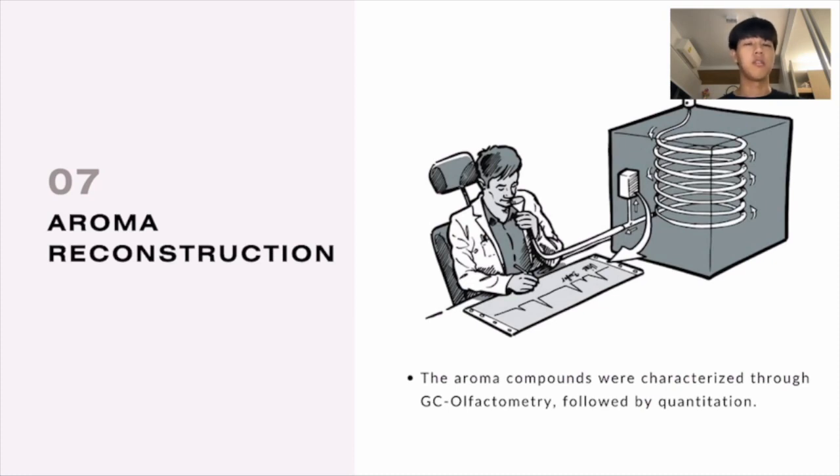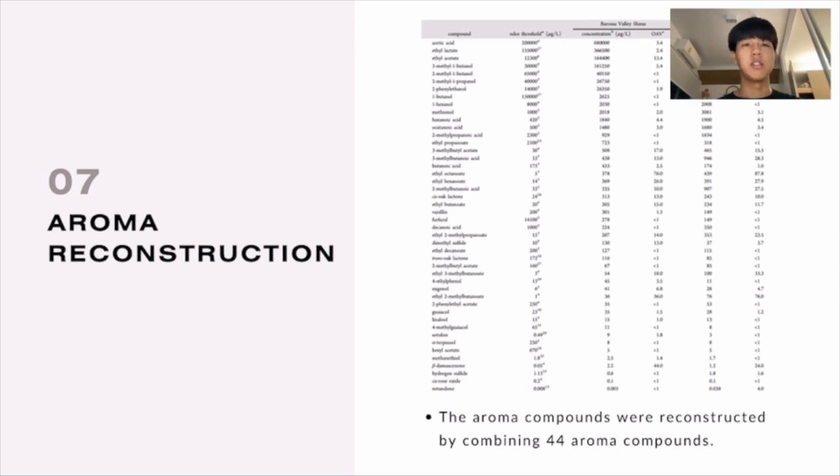The aroma compounds of the Shiraz wines from the Barossa Valley and Margaret River regions were characterized through GC olfactometry, followed by quantitation. Once the identity and concentration of the key aroma compounds were obtained, the two Shiraz wines were reconstituted by combining the 44 aroma compounds in a wine-like matrix. And if the reconstituted wine is considered similar to the real one, this will confirm our hypothesis that the compounds are indeed the key aroma compounds in the Shiraz wine.